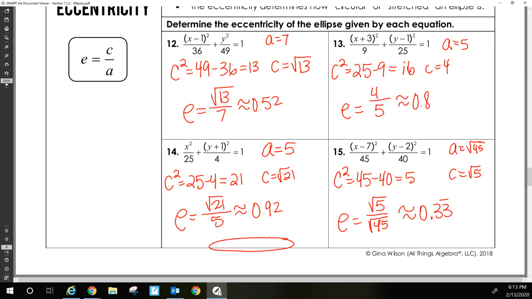All right, that's it for ellipses day 1. We'll do ellipses day 2 over the long weekend. We'll have a day to soak that up on Tuesday, and next Wednesday, you're going to have a quiz.